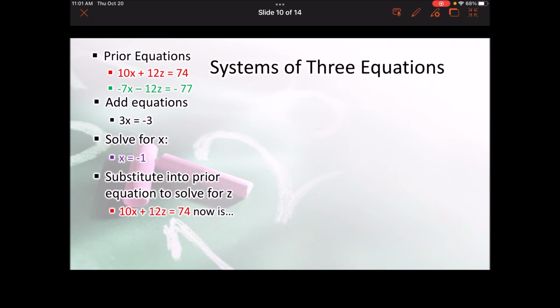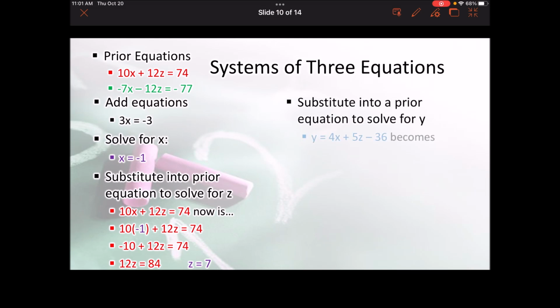So that gives me 10 times my value of x, which is negative 1, plus 12z is equal to 74. Distributing that 10 times negative 1 gives me negative 10. Adding 10 to both sides gives me 12z equal to 84. And then dividing both sides by 12 gives me a z value of 7. So I now have two of my three variables solved for. X is negative 1, z is a positive 7.